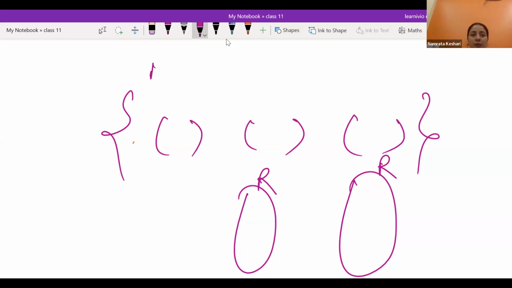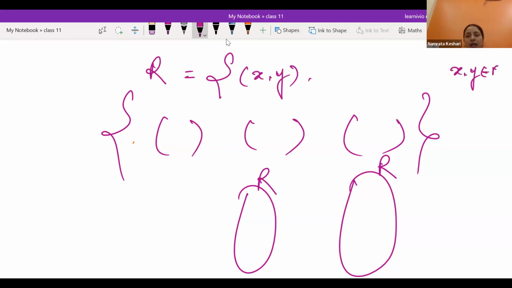For example, a relation R is defined as the set of all ordered pairs (x, y), where x and y can be taken from the set of real numbers, and the connection is maybe y is equal to 1/3 of x. Okay, this is how the relation is defined.